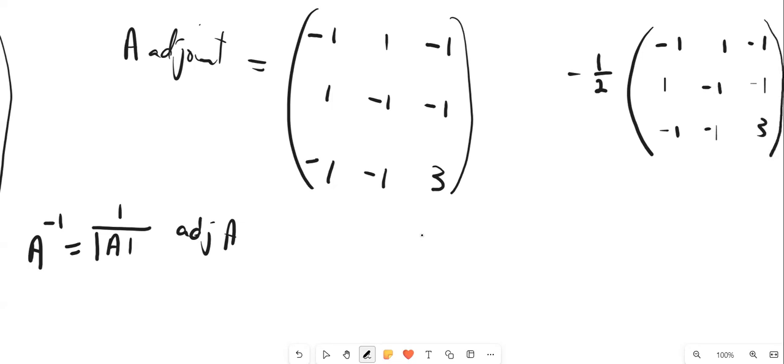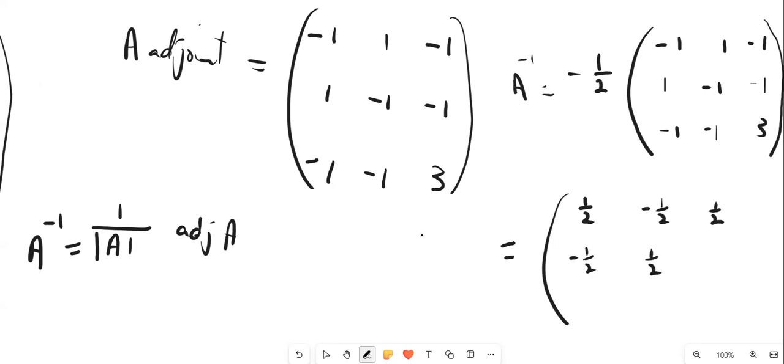So your answer, A inverse, is going to be, we just multiply this in the back, right? So you get positive a half, negative a half, positive a half, negative a half, positive a half, positive a half, positive a half, positive a half, negative 2. That's it.